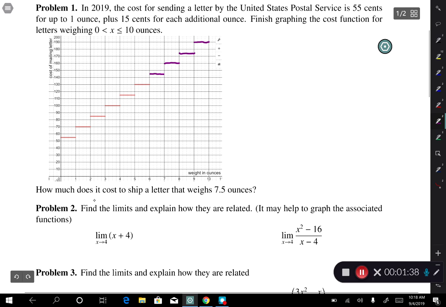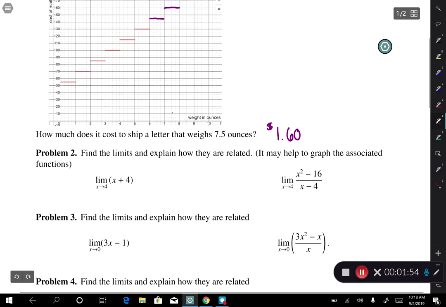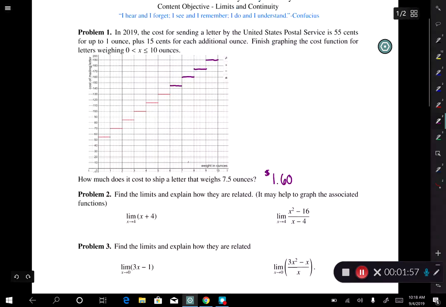The follow-up question is, how much does it cost to ship a letter that weighs 7.5 ounces? If you look at the weight in ounces, you say, okay, 7.5, that's between 7 and 8, that's going to cost $1.60. That's just an example of something you'd see a lot in business, where you have a piecewise defined function where the cost goes up incrementally based on weight.